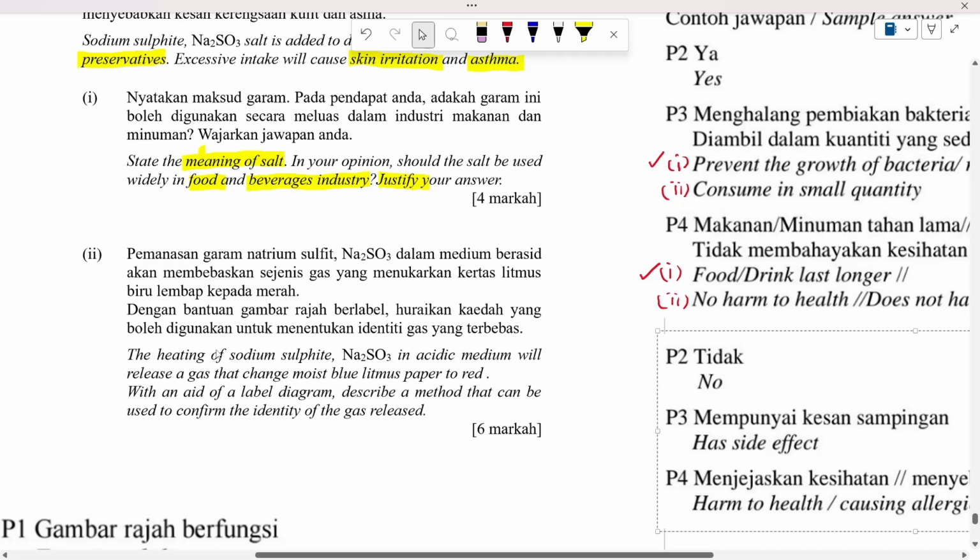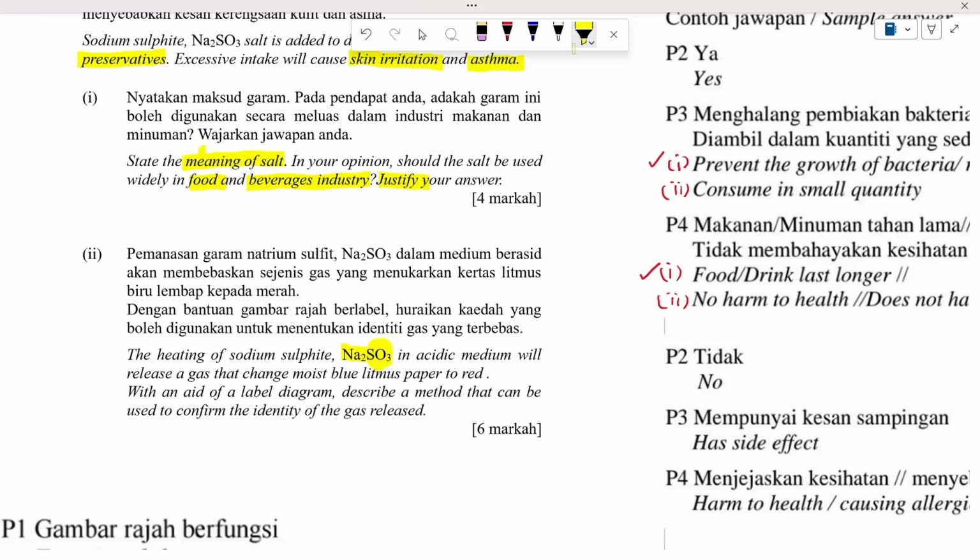What is the gas? It turns the blue litmus paper to red, so it is acidic. This gas is acidic. What is the gas, class? You see the salt given to you is sodium sulfide, right? So the gas here most likely will be sulfur dioxide. Yes. Now how to identify the gas released here?